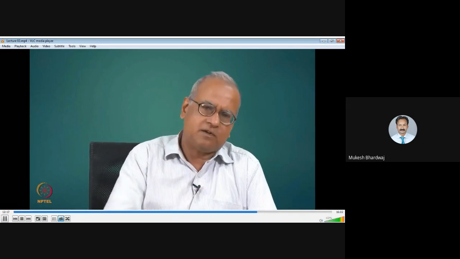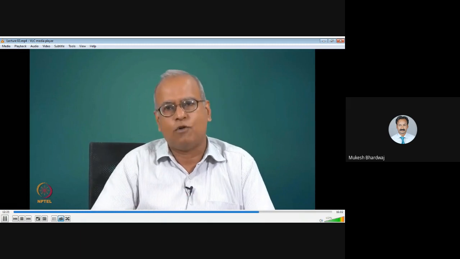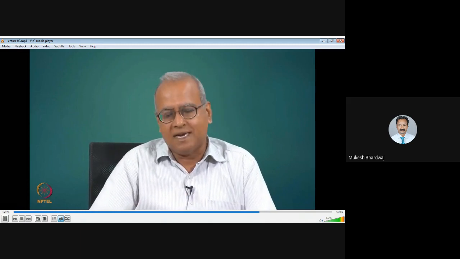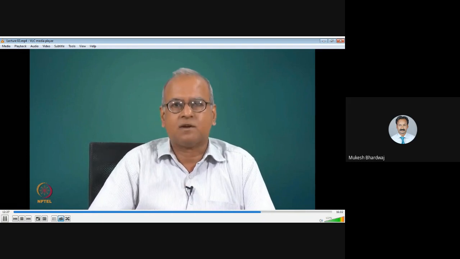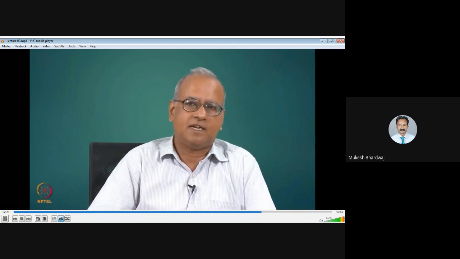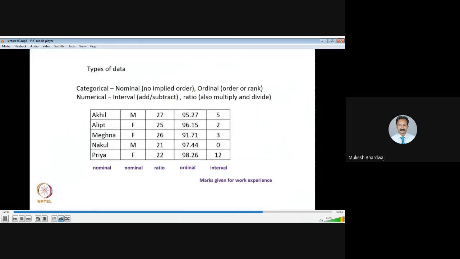So it is important, given the type of data, to quickly understand which of these 4 it fits into. And that comes by constant practice and also by understanding the context in which the data has been picked or the data is going to be used. For example, if we could give marks for work experience instead of using years, again one could only look at it as an interval type of data.